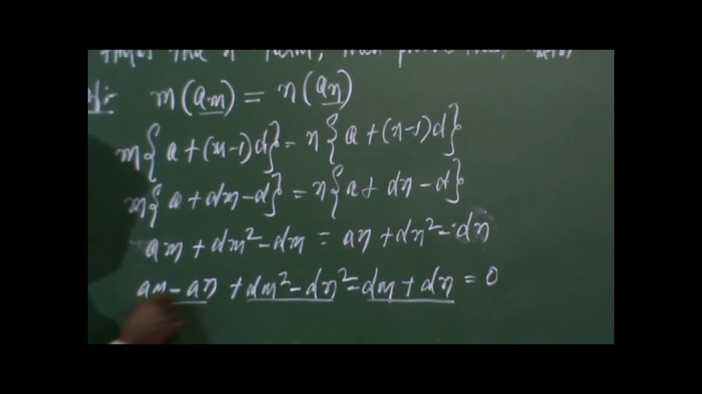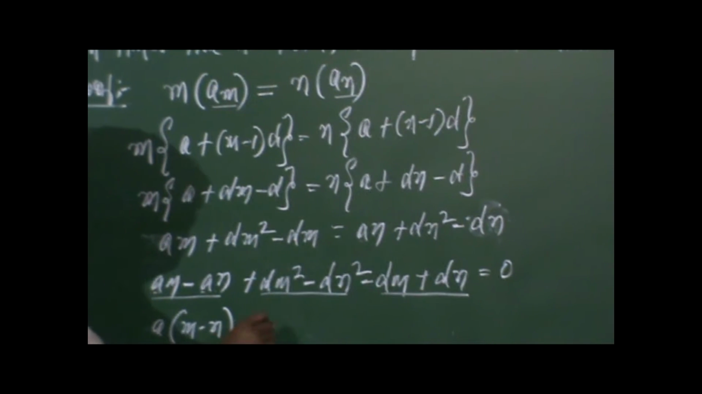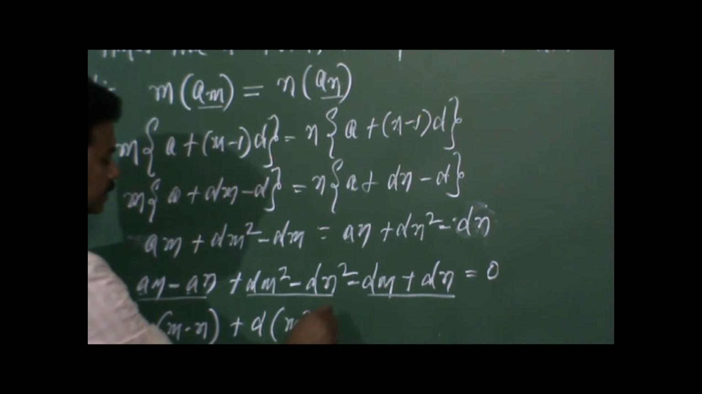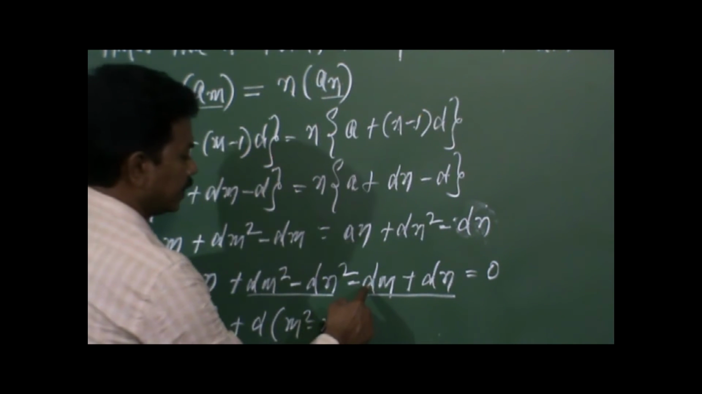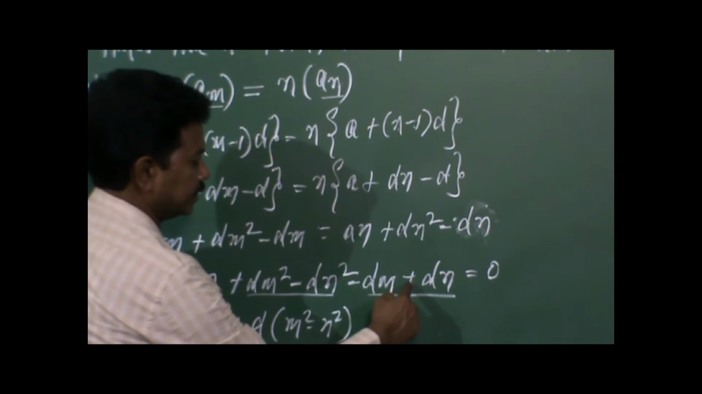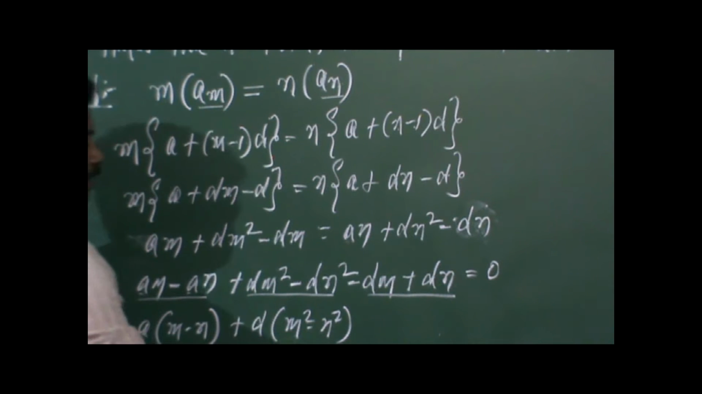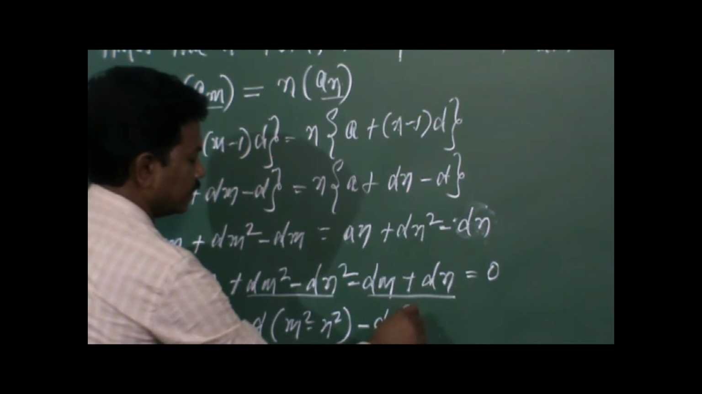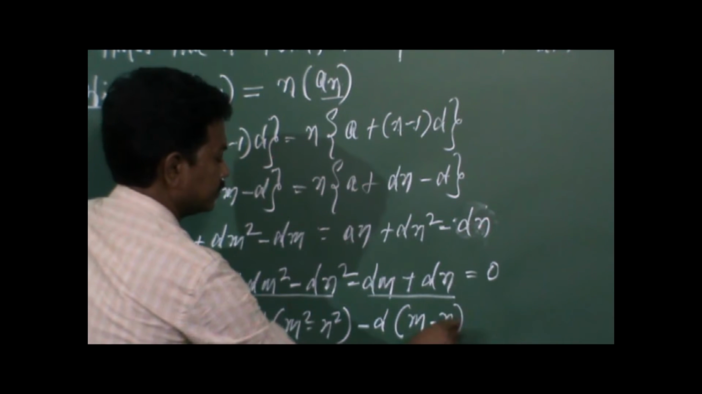So here, when you see these two terms, we have A as common. So take A as common. So it becomes M minus N. A into M, AM. Plus is there. It is understood. Plus into minus, minus A into N, AN. Plus. Here you can take D as common. So that becomes M square minus N square. So here we have D as common here, but it is minus DM, and here it is plus DN. So we have to take minus D as common, so that becomes M minus N is equal to 0.